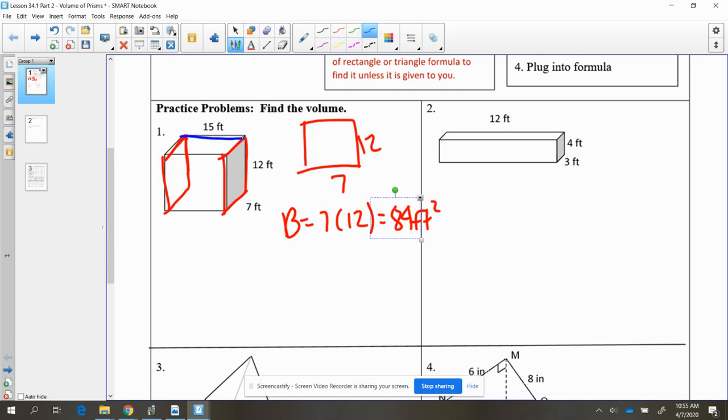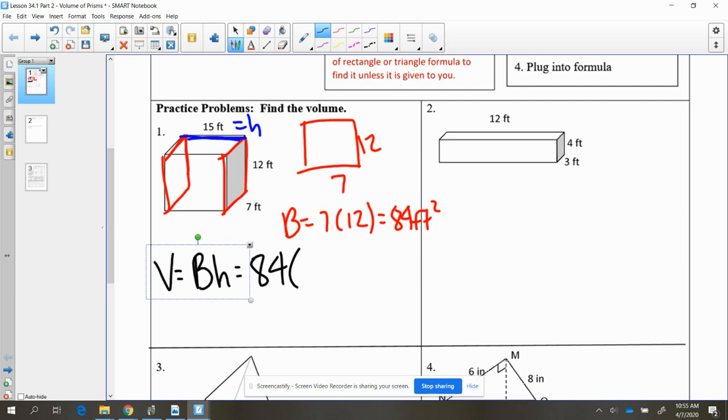Okay. Now from here, our other base would be, I'm going to sketch this in over here, and the height again is the distance between these two figures. So our height then is this 15. So in order to find the overall volume, area of the base times the height, well, we calculated the area of the base to be 84, calculated the height there to be 15, and 84 times 15 is 1,260 cubic feet.